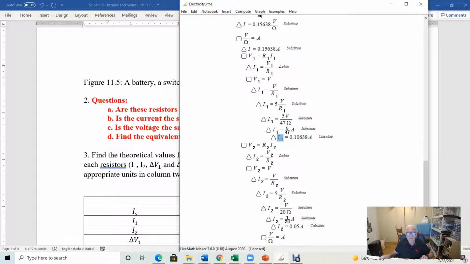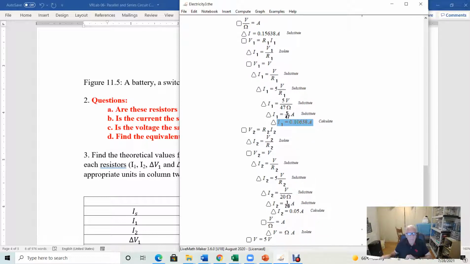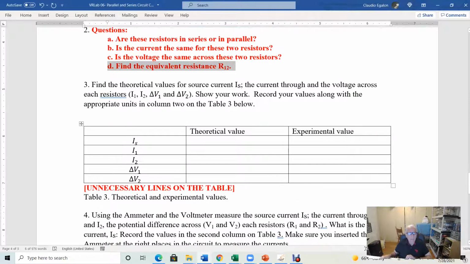Current through the first resistor, current through the second resistor. The second resistor has a higher resistance, consequently has a lower current. The first resistor has a lower resistance, consequently has a higher current. So you can go ahead and put the theoretical values here, and because it's in parallel, delta V1 is equal to V, and delta V2 is also equal to V.